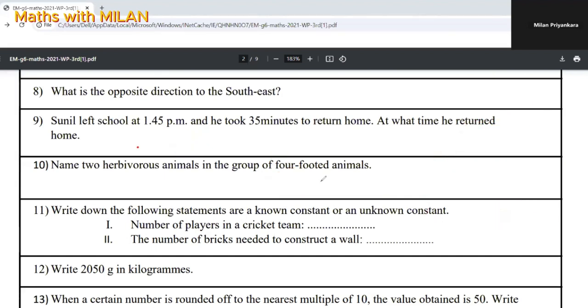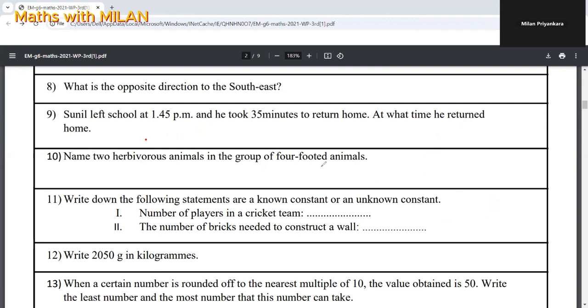And let's see this. Name 2 herbivorous animals in the group of 4-footed animals. There are a lot of 4-footed animals. So let's see, herbivores means the animals that eat only plants. So we know this, let's say rabbit. And let's say deer, right? These are 4-footed animals that eat only plants, right? That means herbivores, right?